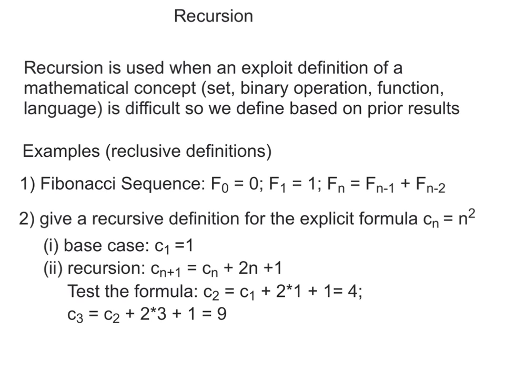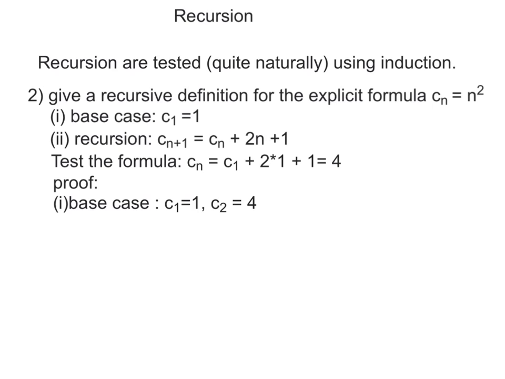I do a couple of test cases on the formula, so I plug in c2, which is equal to c1 plus 2 times 1 plus 1, so that's equal to 4, so that looks good. I have c3 is equal to c2 plus 2 times 2 plus 1, and that's equal to 9. When I want to go more formally and give a proof, recursions are tested quite naturally using induction. From our last example, where we were trying to get a recursive definition for the explicit formula Cn is equal to n squared, I had my base case. I had a guess at a formula.